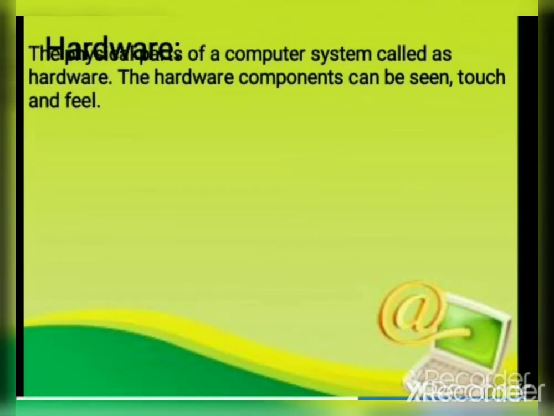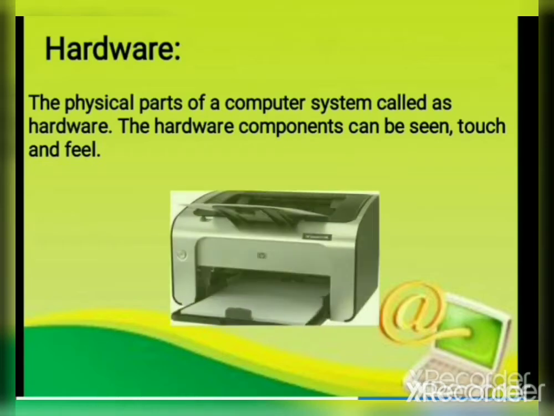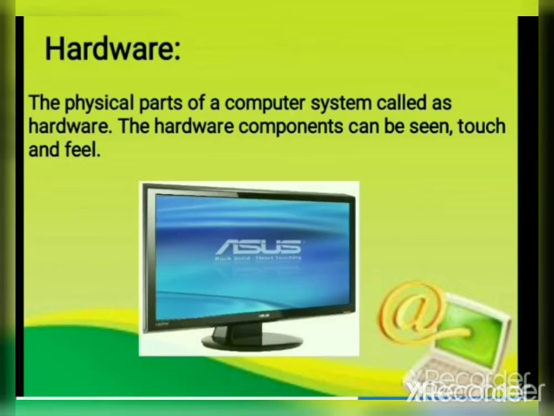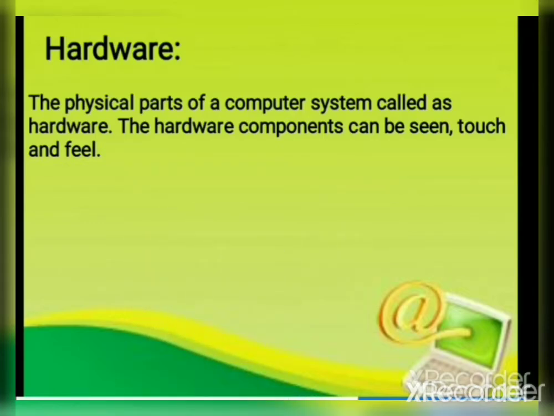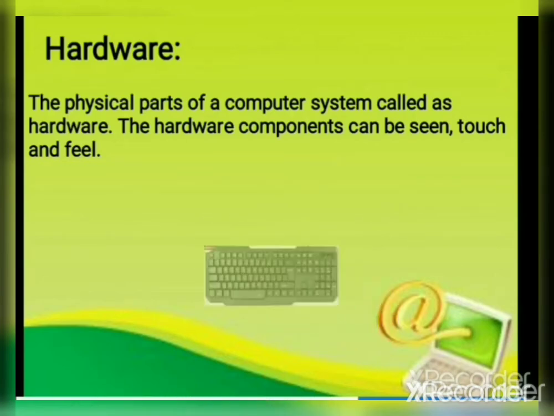Hardware. The physical parts of computer system are called hardware. That means the components of computer which can be seen, touched and felt. They are printer, a monitor, a mouse, keyboard. So these are the devices you can touch and feel.